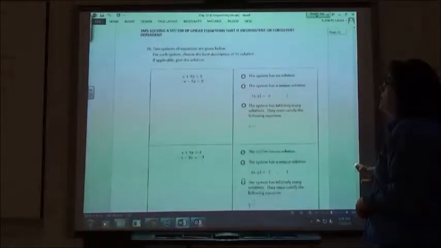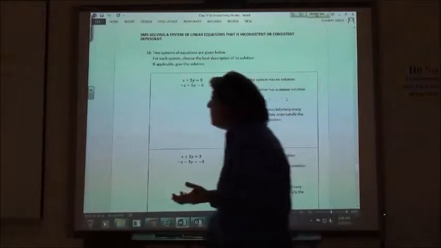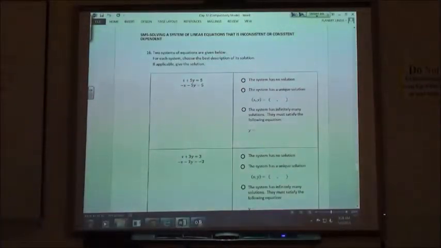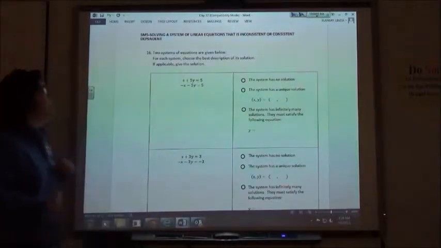All right. So 16, 17, and 18 are basically doing the same thing we just did and then picking out. Did we get an answer? Are they parallel lines so they have no solution? Or are they the same line right on top of each other that have infinitely many solutions? So these ones again I'm going to solve just by the addition method.